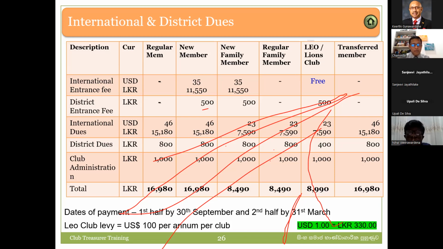So dates of payment, first half dues ගෙවන්න ඕනේ September 30 වෙනකොට. අනිවාර්යෙන් September 30 වෙනකොට international and district dues ගෙවන්න ඕනේ. International ගෙවුවේ නැත්නම් ඒක status quo යනවා. ඊට පස්සේ club එක default වෙනවා. Second half by 31st March. And you all know, to be able to come to the convention and vote, you all do need to pay all your district dues and international dues. So ඒක මතක තියාගන්න.